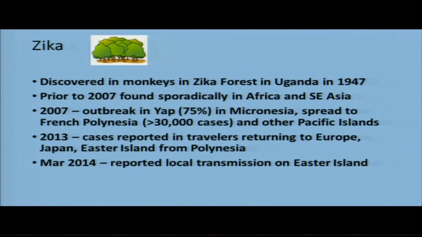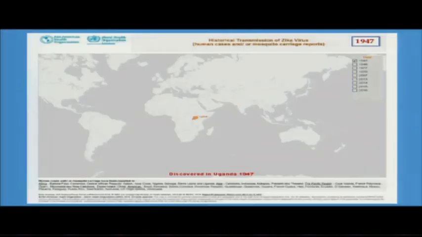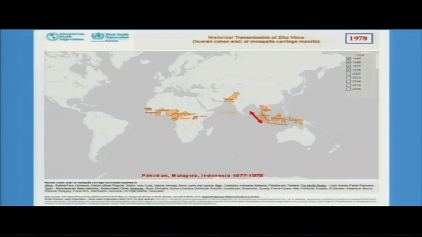From there, over the last year or two, there was reported local transmission on Easter Island. And you might say to me also, what's Easter Island got to do with anything as well? Let's take a look at a series of maps for a minute. There you see in Central Africa, a little orange blob there. That's where it started in Uganda in 1947.